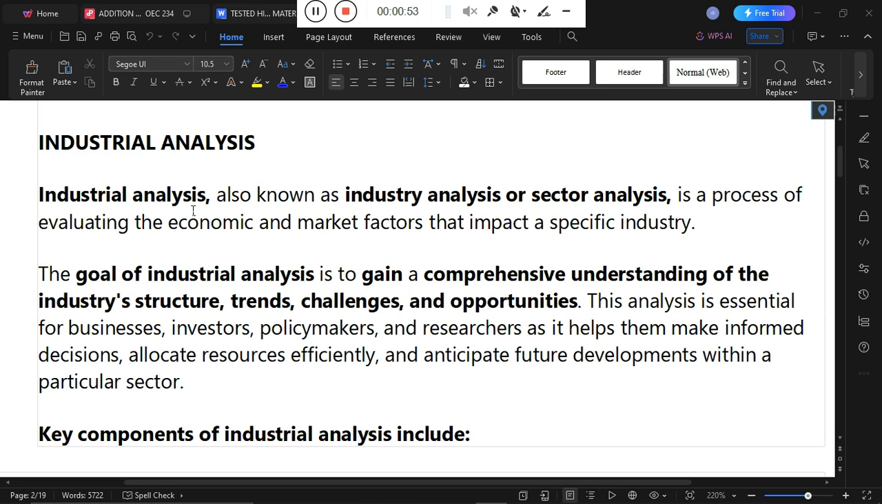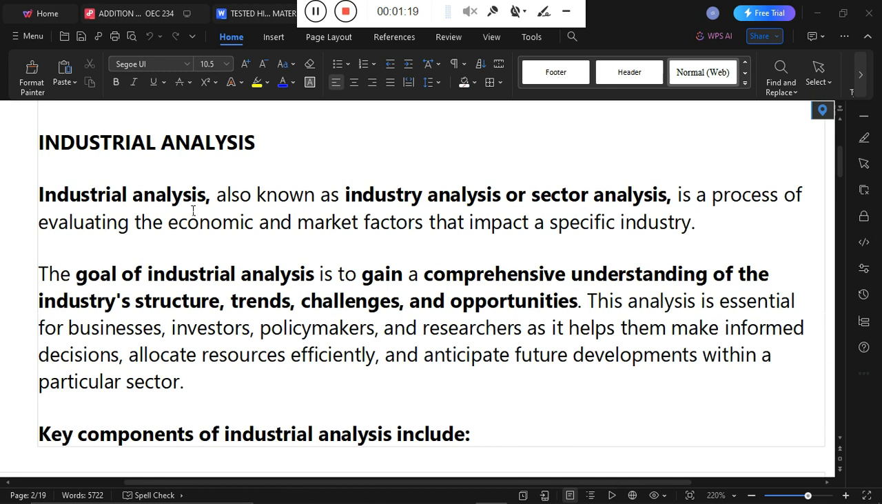Industrial analysis is also known as sector analysis. This is a process of evaluating the economic and market factors that impact specific industries. So the way you evaluate the economic and market factors that impact specific industries is what industrial analysis is concerned with. So what are those market factors? What are those economic factors?